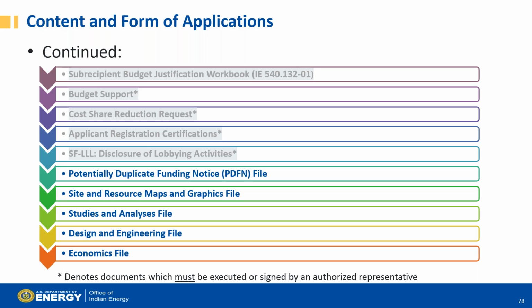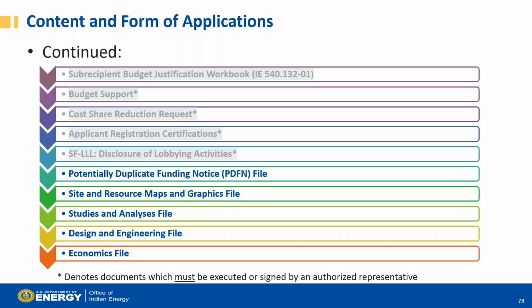All right, we're down to the last 5 required application documents, and they are all generated by the applicant, and we're going to go through each one of them. Number 15 of the 19 documents that are required. Number 15 is the potentially duplicate funding notice file. All applicants must provide a potentially duplicate funding notice. The abbreviation, the PDFN, is a new requirement.